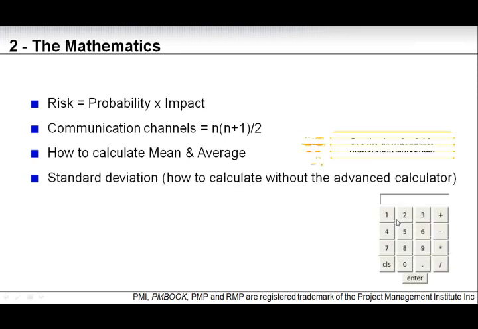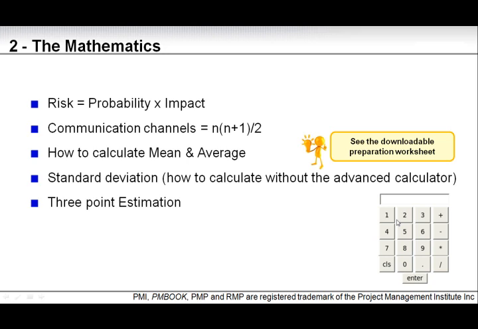Standard deviation. Now, this one is used in the risk management curriculum. This one will be difficult to calculate without an advanced calculator. But there is a method, and that method we'll show you in our preparation worksheet. So please download that sheet and go through that explanation. They're very elaborate on how you can calculate this with the basic calculator that is at your disposal during the exam.